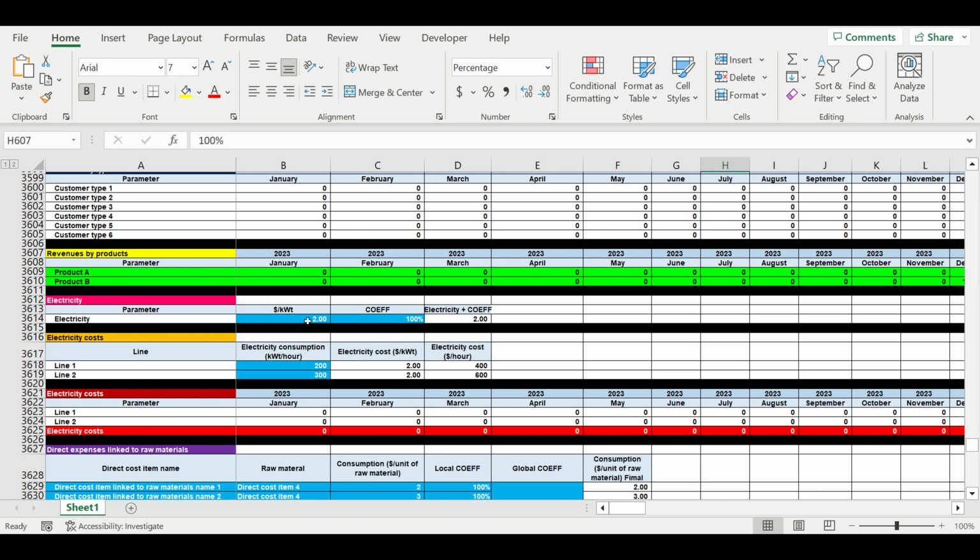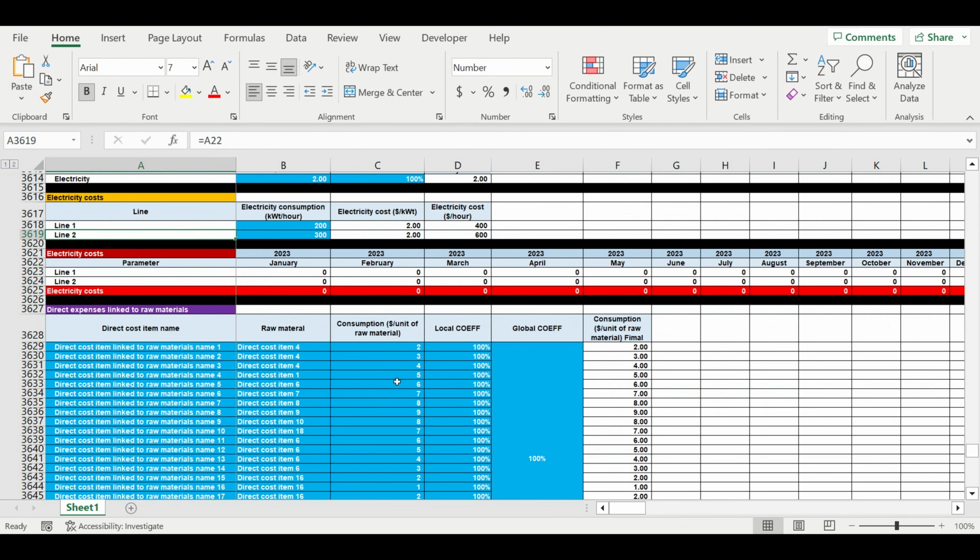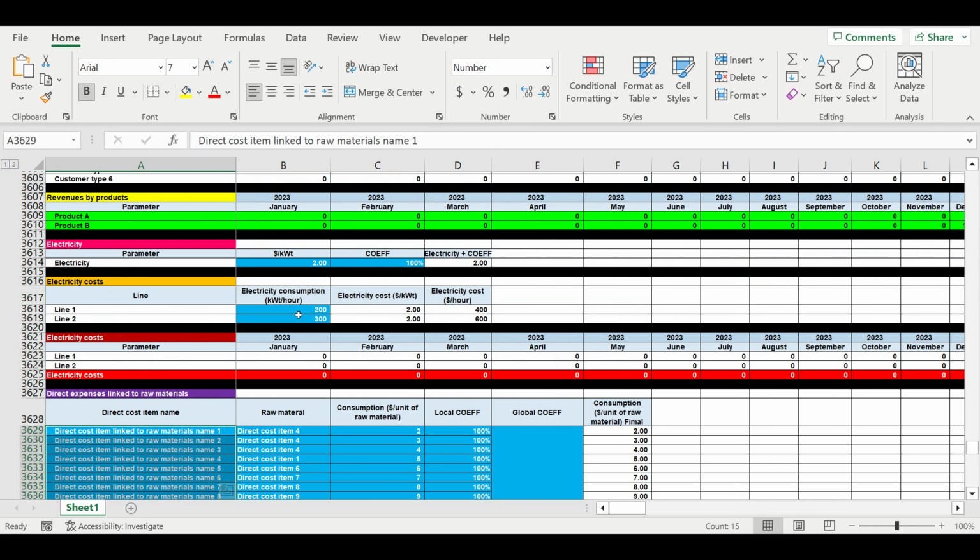Then we specify electricity cost, so this is the price of electricity, dollar per kilowatt. Here we specify how many kilowatts are consumed by line 1 and line 2 hourly. And then we specify the direct expenses linked to the hours of line 1 and 2 operation.